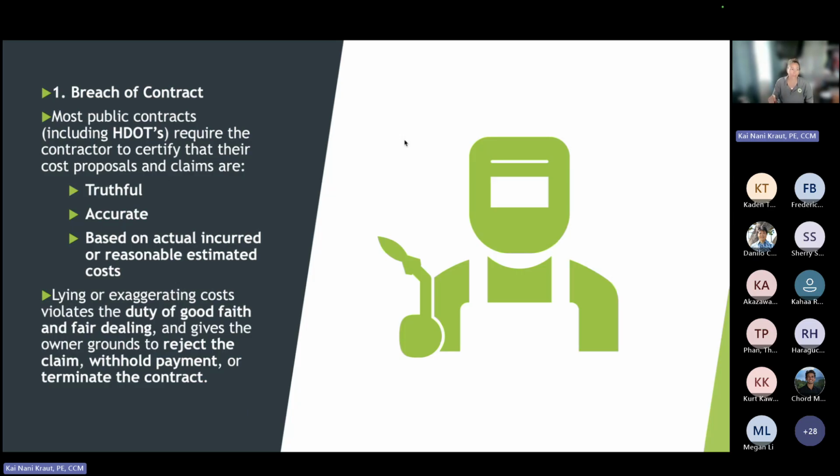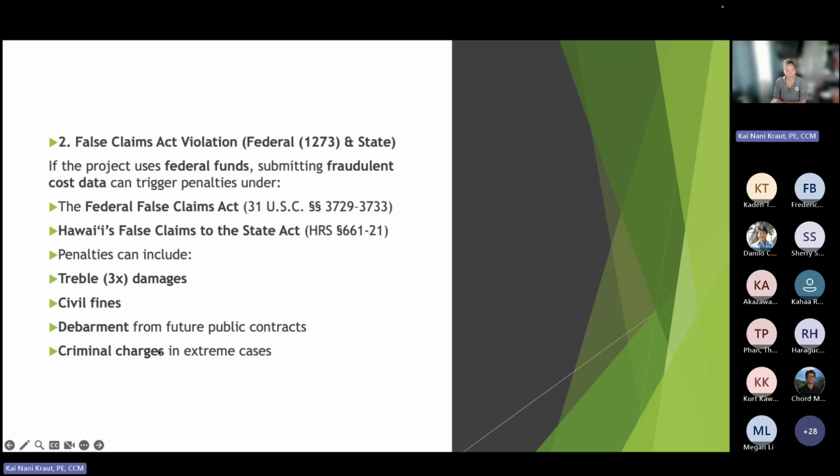Most public contracts, including DOT, require the contractor to certify, and this is why the certification that is in 107 is important and also cannot be waived. A lot of times they will submit, there's a very specific statement that they have to put on their claims. If they don't put it, deny. They have to be truthful, they have to be accurate, they have to be based on actually incurred cost and reasonably estimated cost. Lying, exaggerating cost violates the duty of good faith and fair dealing and gives the owner grounds to reject the claim, withhold payment, or terminate the contract. Where does it say this, you ask? Oh my gosh, here it is. False Claims Act. I love the False Claims Act.